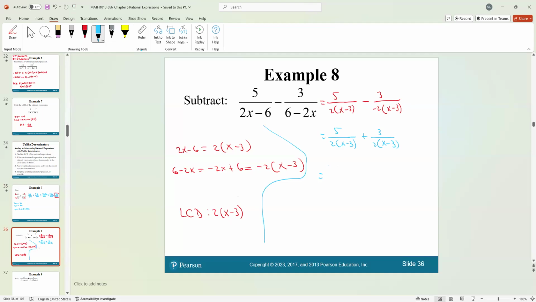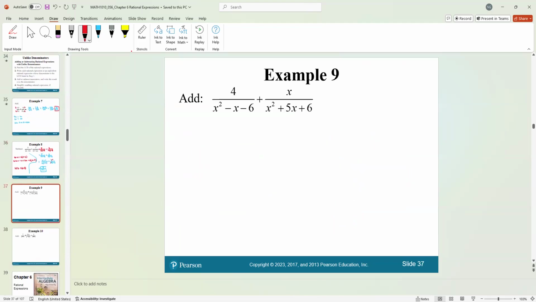What we do, we can add the numerators. We have 5 plus 3 over 2 times x minus 3 on the same denominator. That gives you 8 over 2 times x minus 3. Do you agree? There is a common factor between 8 and 2 at the bottom because 4 times 2 gives you 8. So we can simplify. We have 4 over x minus 3, final answer. We cancel out the 2, because 4 times 2 is 8 and this one is gone, right? All right. 2 more examples to go.